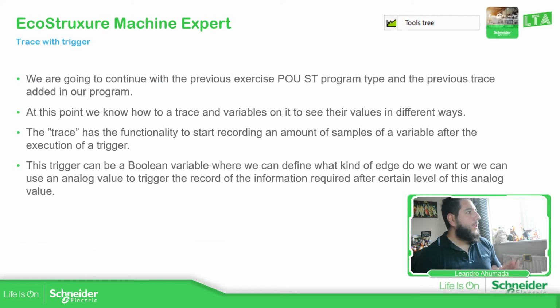So the trace, we already saw what it's used for, but the trigger allows us to set the amount of samples that I'm going to trace after the trigger. If we want to see a specific situation that we have in our controller and we want to record the data, we can specify the trigger and then record how many samples before and after that.